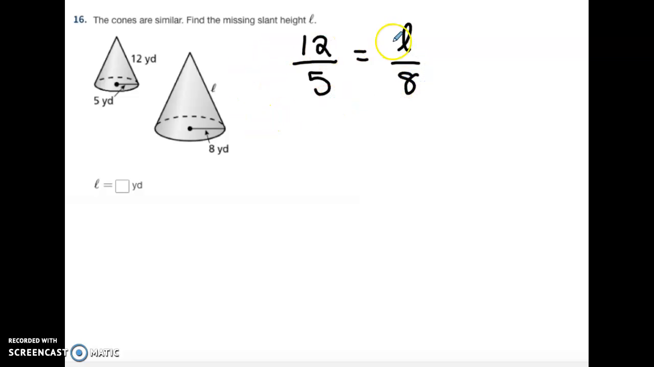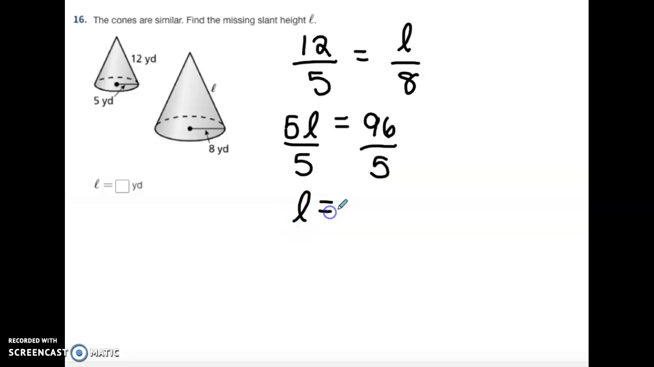Make sure you keep your units lined up. So 5 times L, and 12 times 8 is 96. Divide by 5 on both sides. We get this slant height is 19.2 yards. And now you are finished and can study for your test.